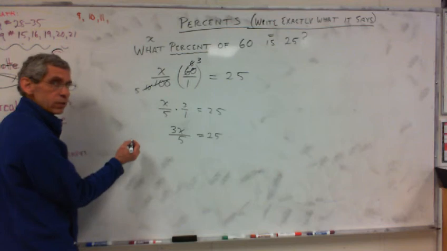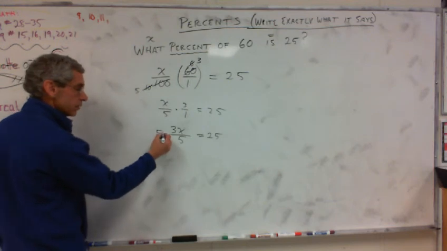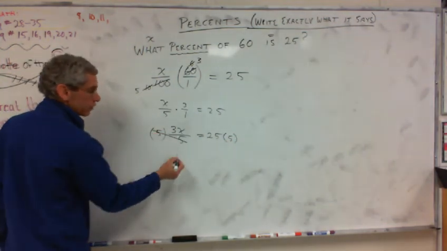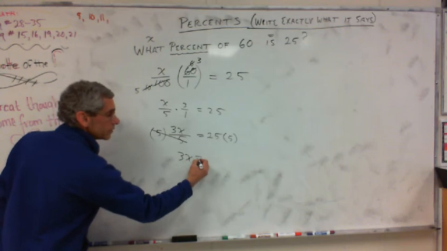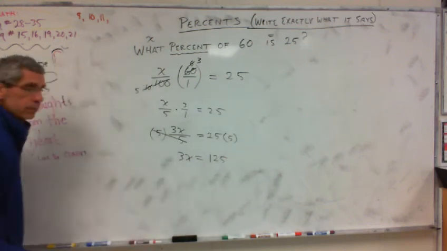Remember that rule I said? You can multiply everything by its denominator? If I did, watch this. I think this would be easier for a lot of people. So I'm multiplying everything by 5. Look at that, the 5's cross out. So I have 3x is equal to 125, I believe. Am I right?